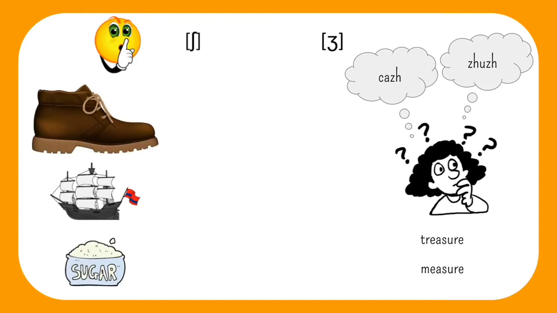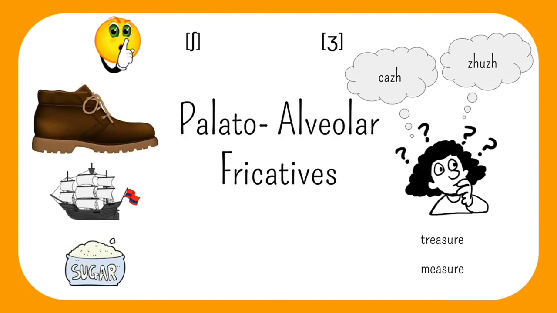These two are the Palato-Alveolar Fricatives and occur when the tip of the tongue is behind the alveolar ridge and is what we call weakly palatalized, which means the tongue is closer to the palate than it would be for a plain alveolar fricative. These are the Affricates.